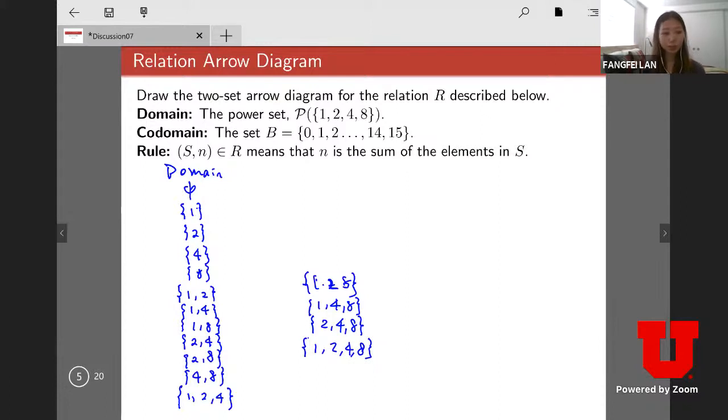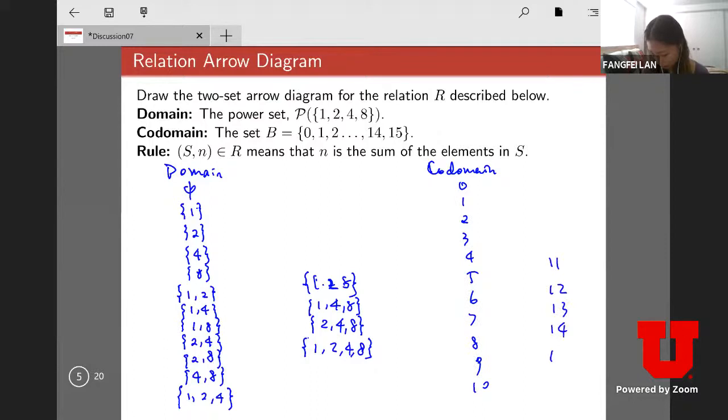If you have more space on your notebook or wherever you're writing, it would be better to write them all vertically, because this would be a little hard. And then the domain, the codomain. What is the codomain? The set B, right? So it's 0, 1, 2. Okay, let's actually write it like this. They would all line up.